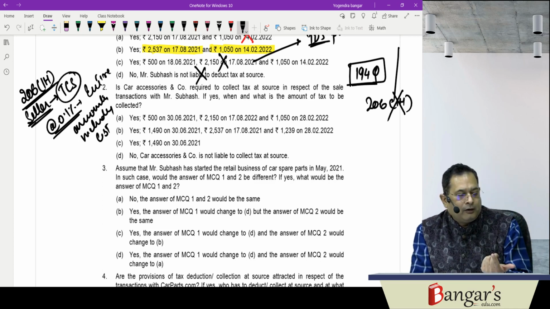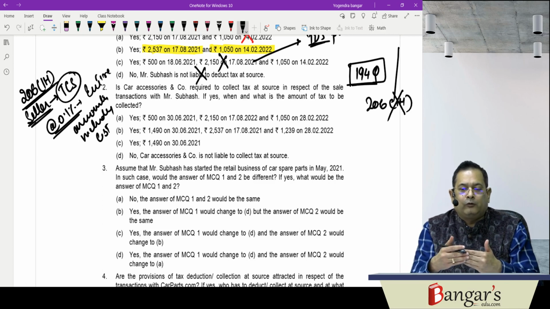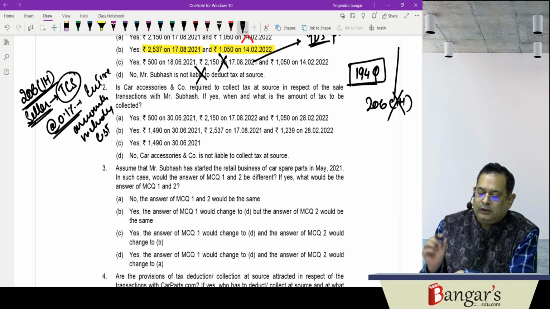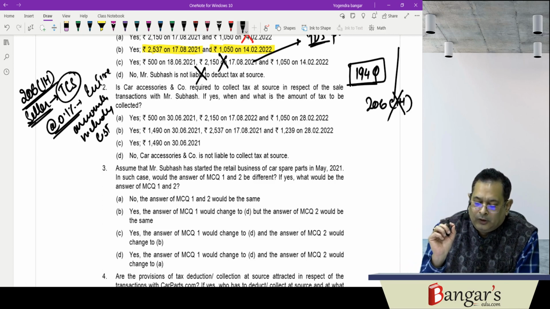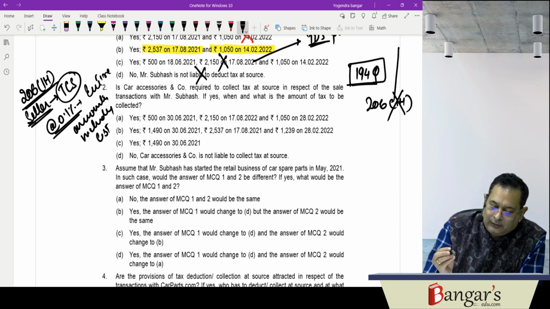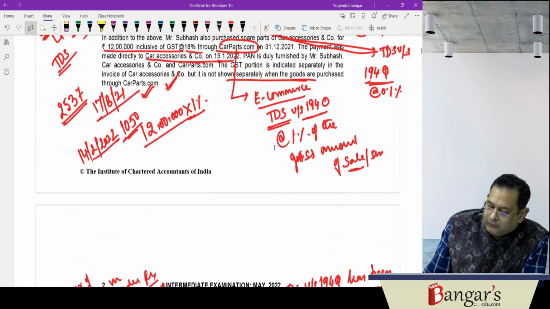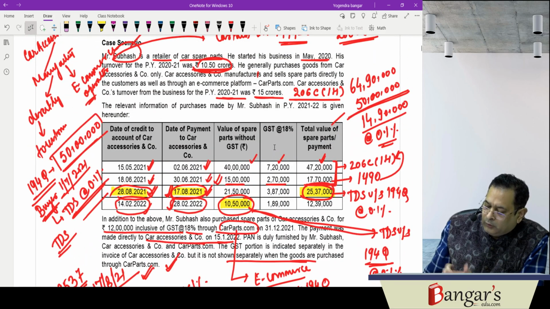But where 194Q is not applicable for the period prior to 1st of July, then 206C1H provisions will be applicable. So here the answer will be yes. But what will be the amount of TCS we have worked out? That is exceeding rupees 50 lakhs. It is 14,90,000 on which tax is required to be collected at source by the seller at the rate of 0.1%.